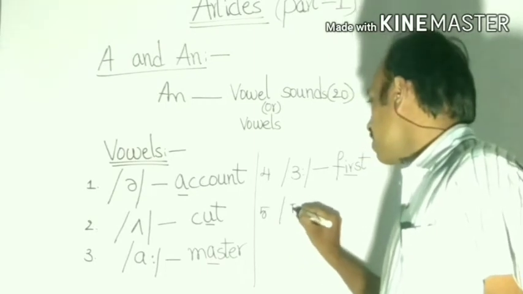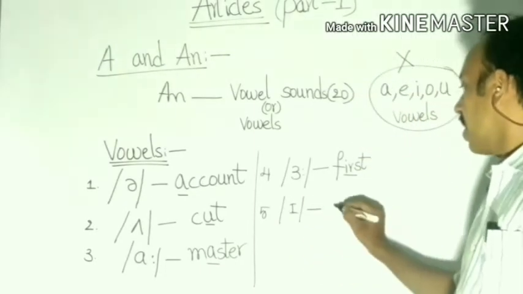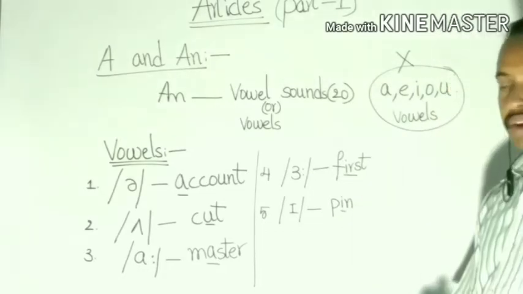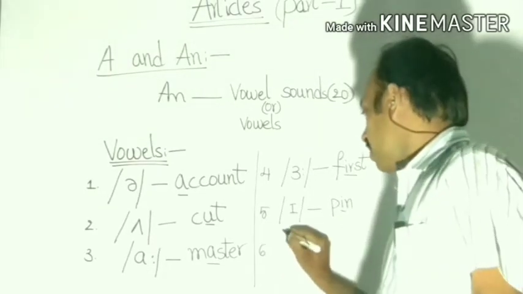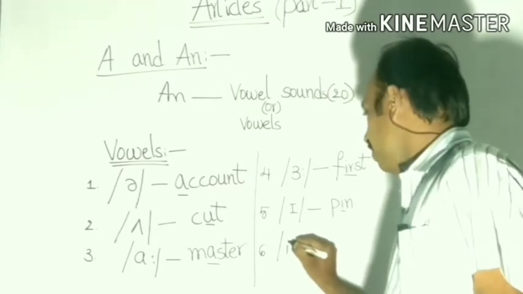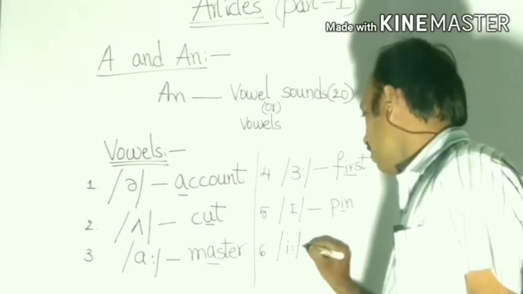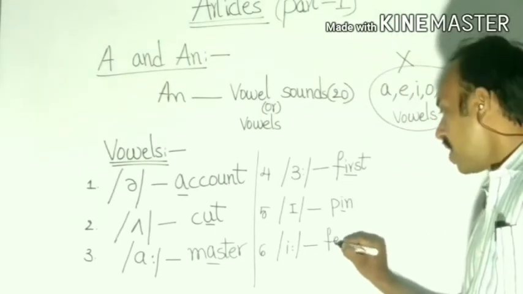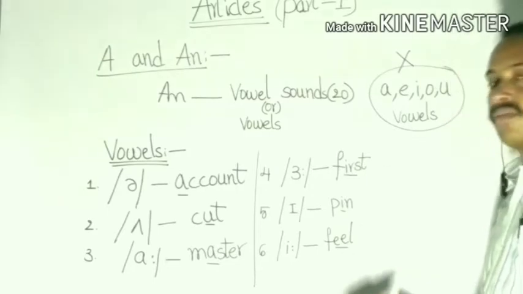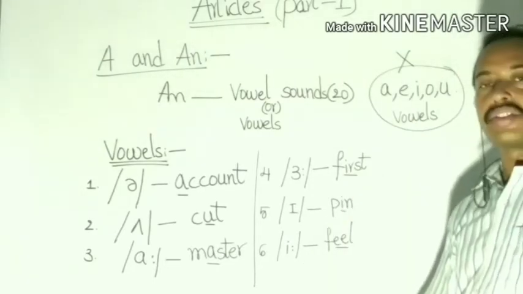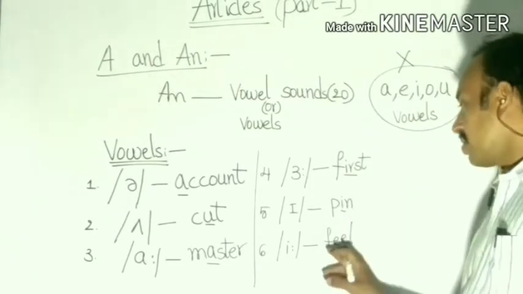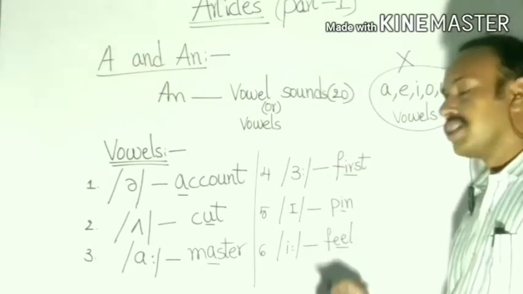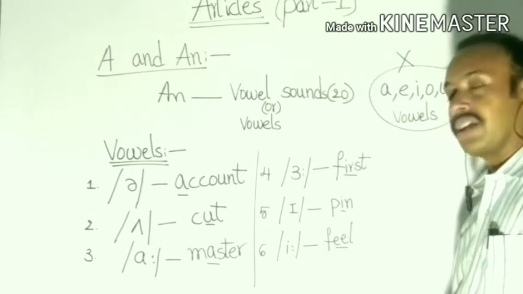And the next sound is as in pin. I is giving this sound. Next, elongation for this sound, as in feel. You cannot say fill. That is another word, its spelling is F-I-L-L. But this is F-E-E-L, feel. So this indicates the elongation for the E sound.